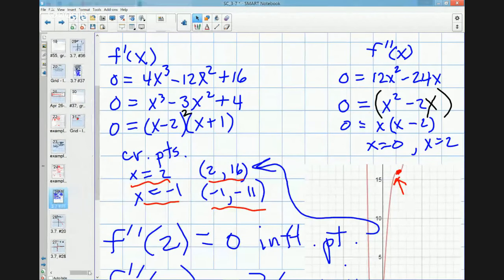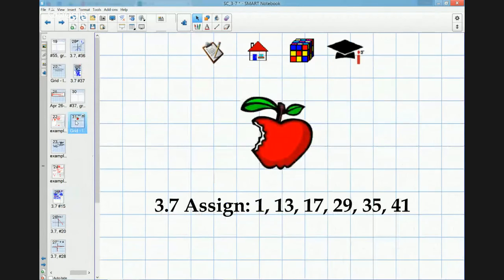Now we got to get to an assignment. It's a short one. I've just picked out, I guess, 6. Here they are. 1, 13, 17, 29, 35, and 41. Work on those 6. Okay, questions?